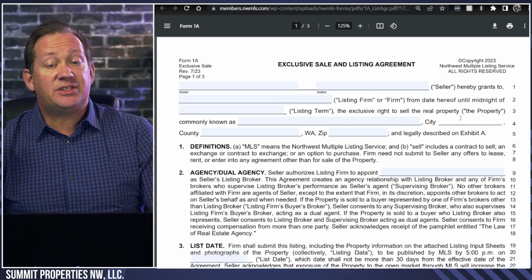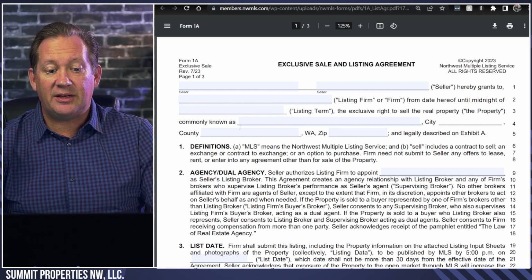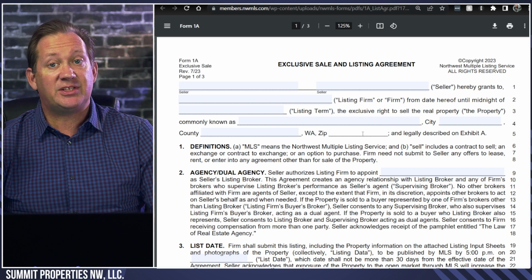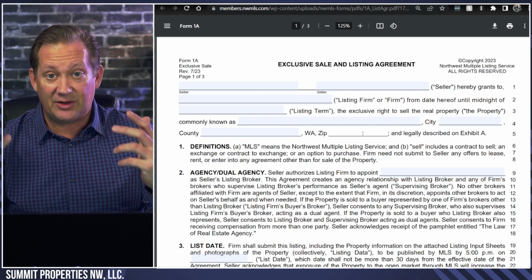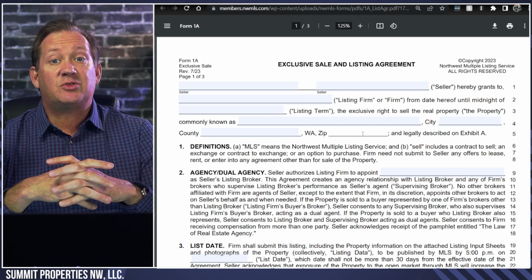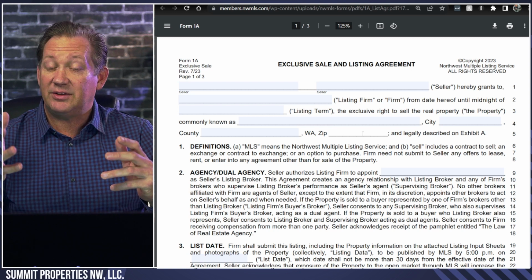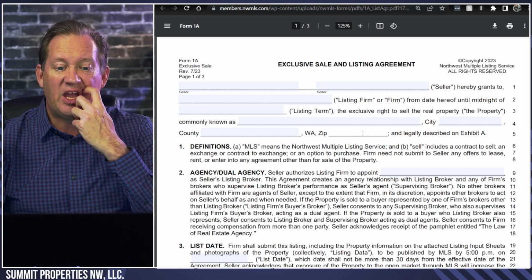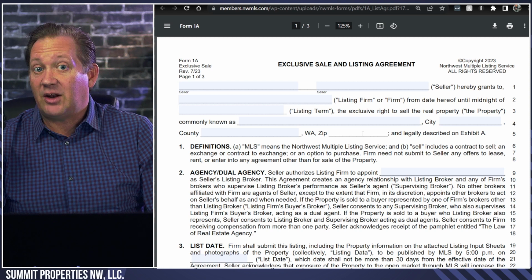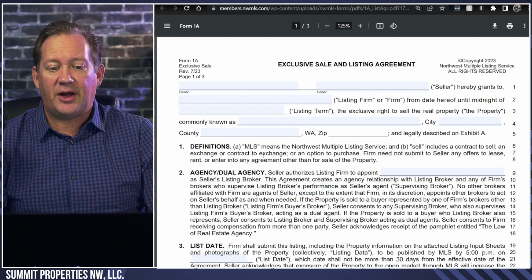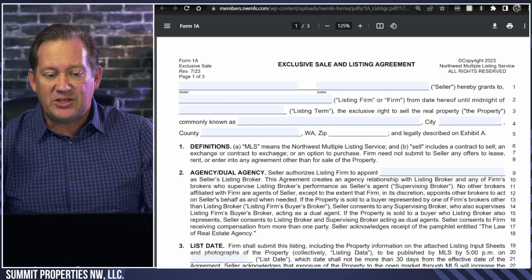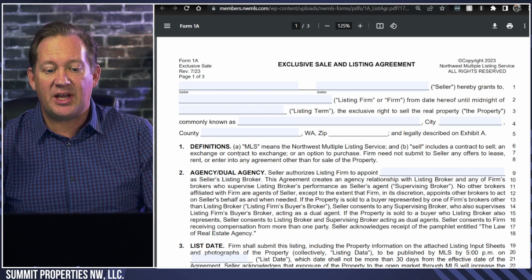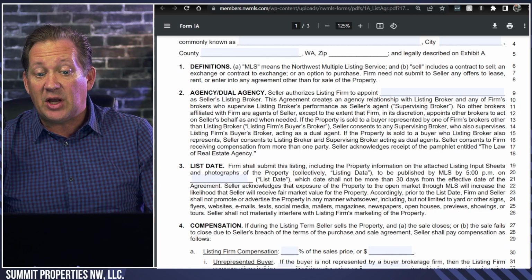Second blank, this is the city, whatever city it's located in, whatever county, whatever the zip code is. Identify those correctly. If you have a question, look at the tax records. Otherwise, ask your seller. They live there. They should know. If they don't, you can always ask title as well. Hey, what's the correct city, for instance? Definitions. You've got some definitions there.